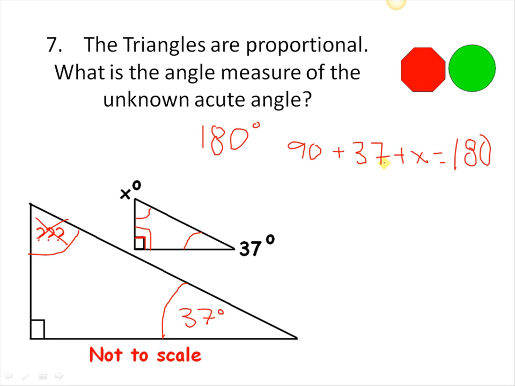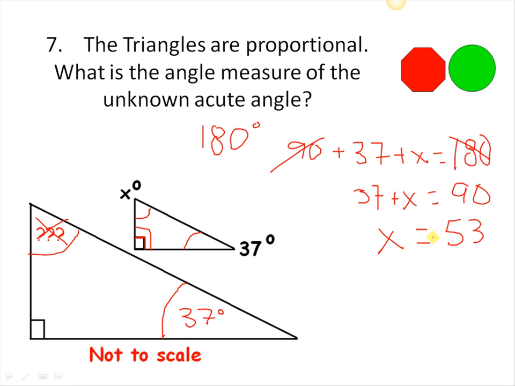Now, if I subtract 90 from each side, this 90 just goes away, and this 180 becomes 90. So now I have 90 equals 37 plus x. So now if I subtract 37 from each side, I'll find out how much x is. And so x equals 53. And I can plug that number back in just to check.